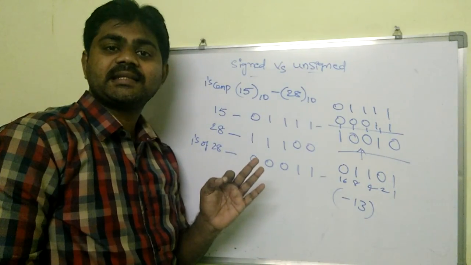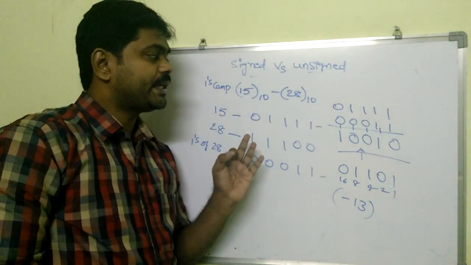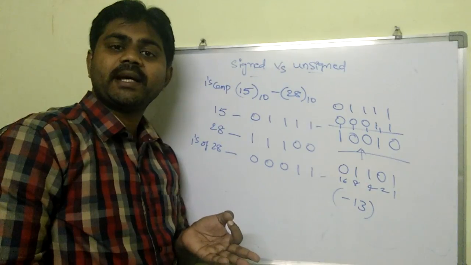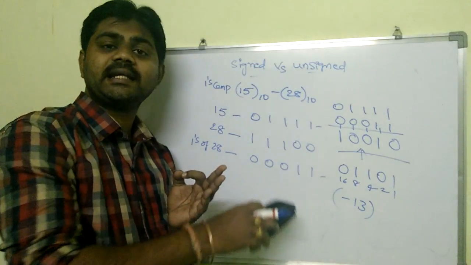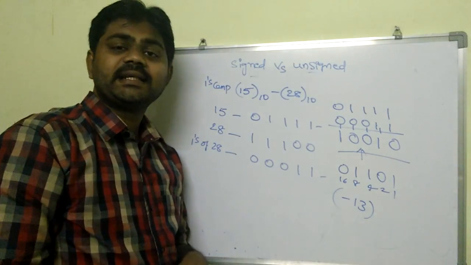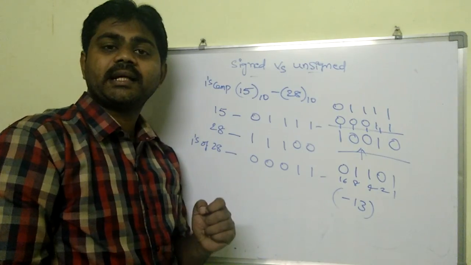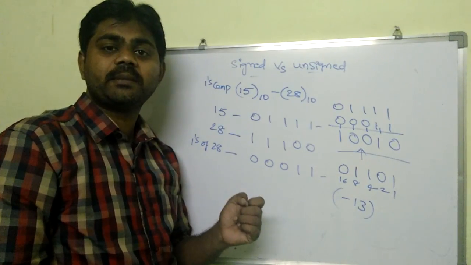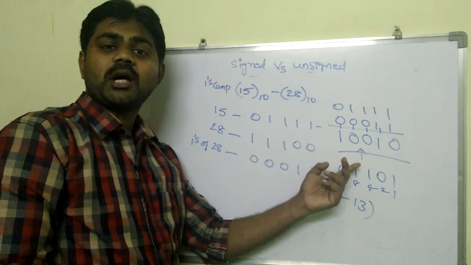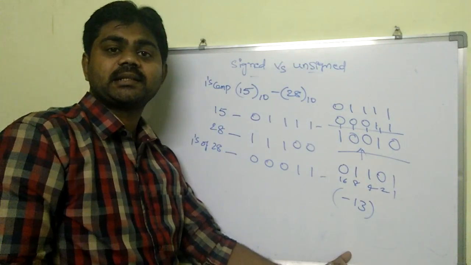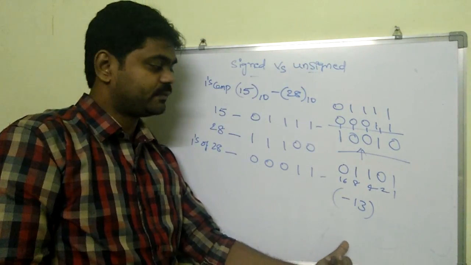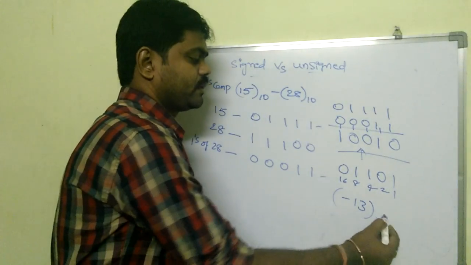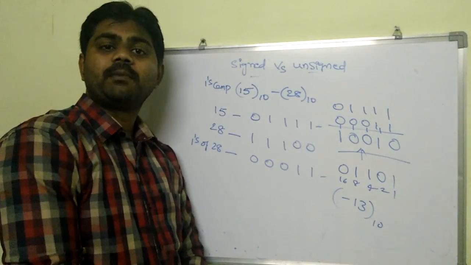For the first case, that is A greater than B, we get a positive number, a carry is generated, and we add that carry to the result. For the second case, if A is less than B, we will not get any carry. That means it's a negative number, so apply one's complement to the result to get our final result. So we got minus 13 of 10.